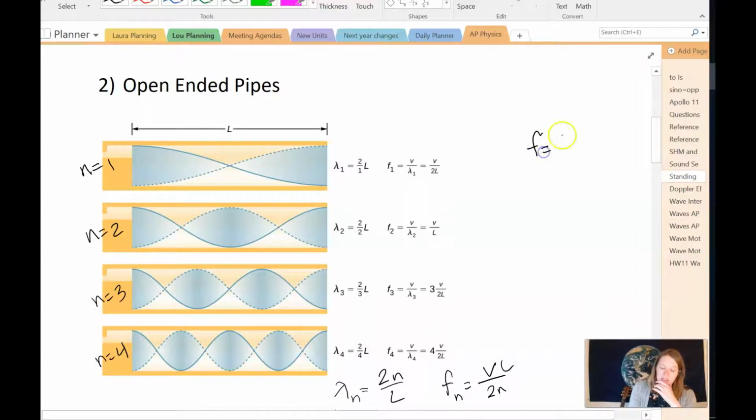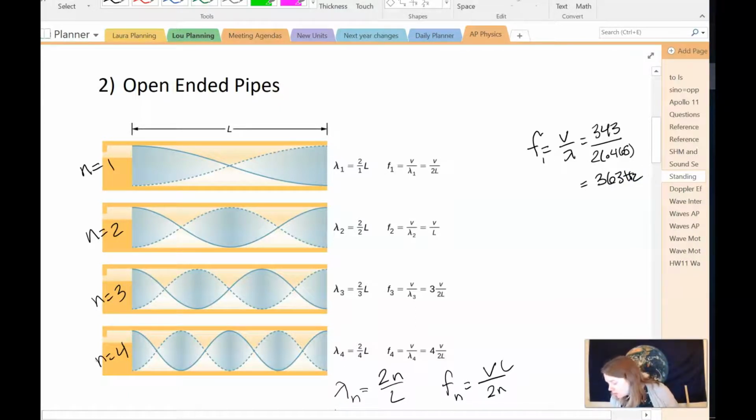So the frequency is v over lambda, and we're finding the first one. So 343 meters per second, that's a little chilly, and 2 times the length of the tube, which is 0.465 meters. And so when I do that math, I get 363 hertz. And when I just made that sound, we found the harmonic at about 345 hertz. So there's a little measurement error there, potentially.